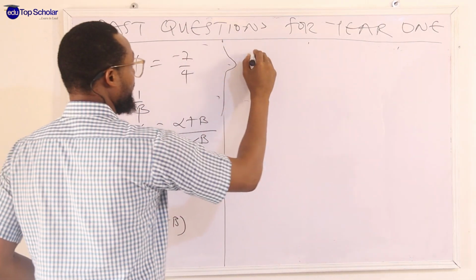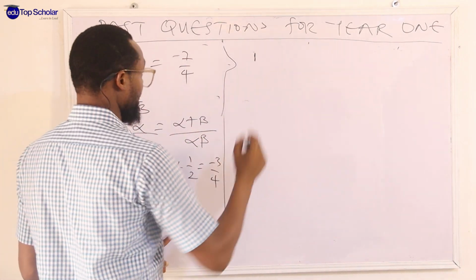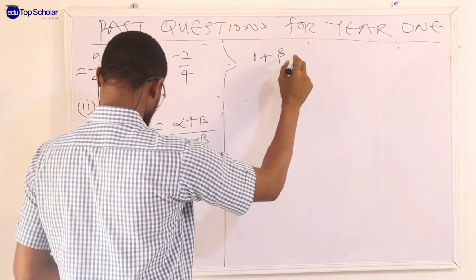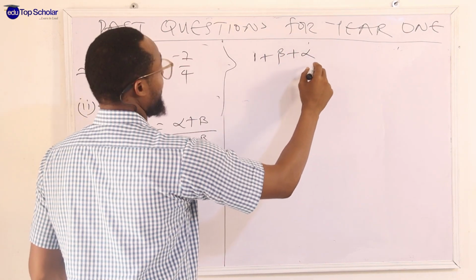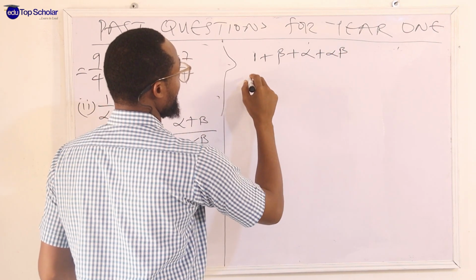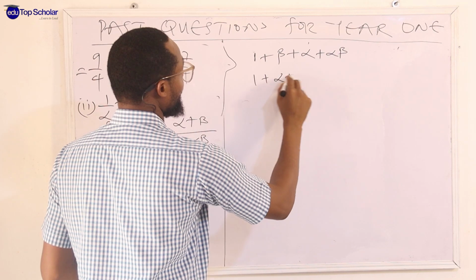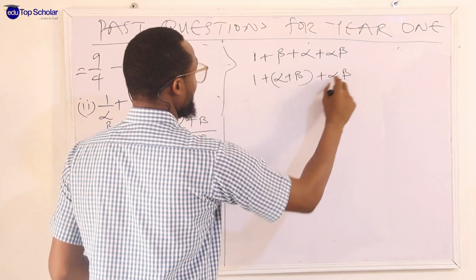One by 1, we have 1. 1 by beta, we have beta. Alpha by 1, we have alpha. And now alpha by beta, we have alpha beta. Therefore, we have 1 plus alpha plus beta, which is the sum of roots, plus alpha beta, which is the product of roots.